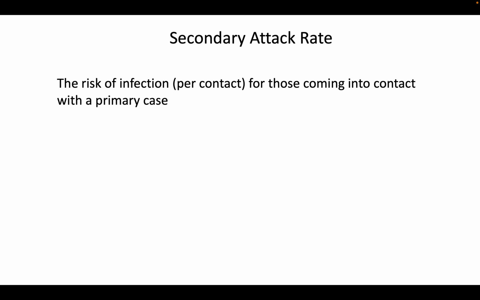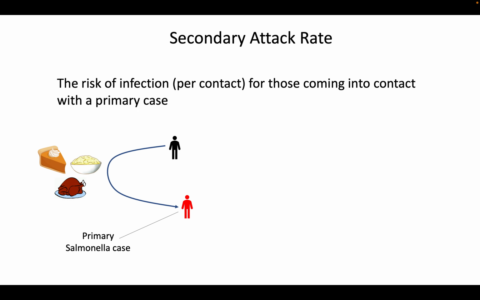The secondary attack rate is the risk of infection for a given contact, for those coming into contact with a primary case. This is easier to explain with a diagram. So let's say someone at the dinner we were describing becomes sick. That's the extent to which they're involved in the secondary attack rate. For the secondary attack rate, they are the source of infection.